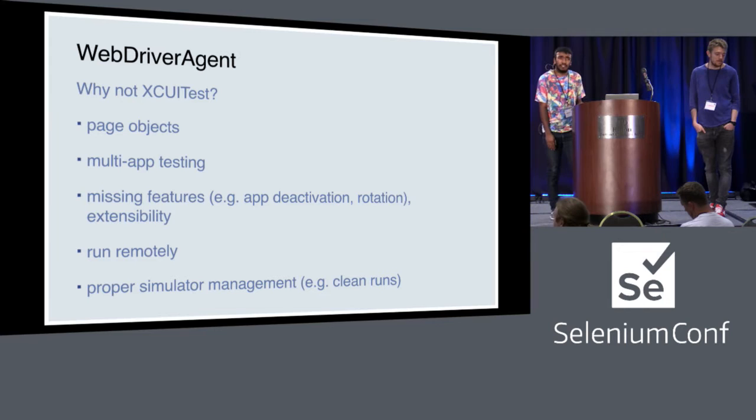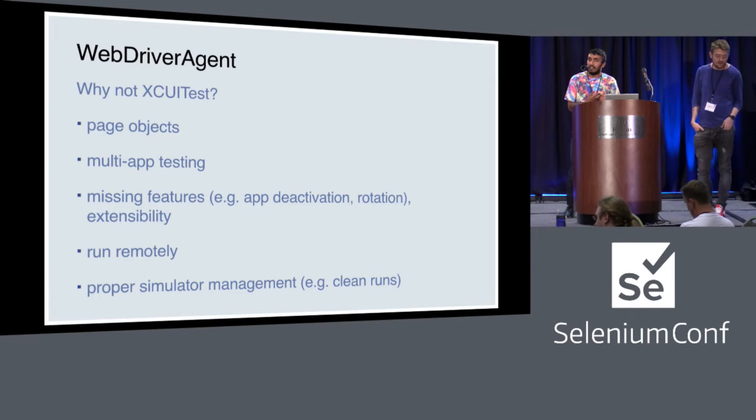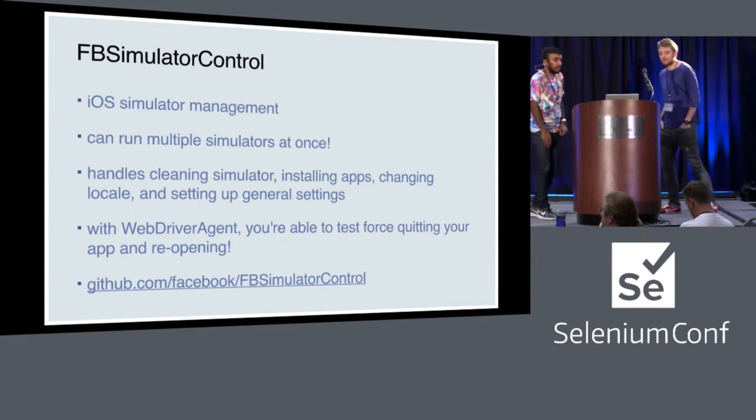There's tons of missing features in XCUI test: you can't foreground the app, you can't rotate the device, and also it's not open source, so you can't really extend it easily. One really cool thing with WebDriver Agent is that because it implements a WebDriver server, you can just run it remotely on a machine and send commands to it. And also there's really good simulator management. XCUI test doesn't have this idea of a clean simulator, it just runs on whatever you have, which isn't really what we wanted. I'm passing over to Lawrence for simulator control.